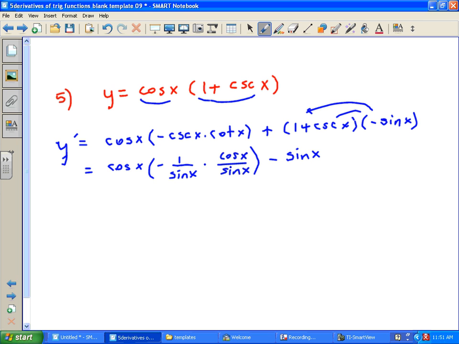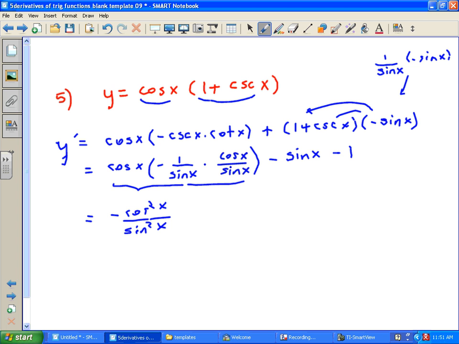And distributing the negative sine x, we get minus sine x. And then negative sine times cosecant. Remember that cosecant is the same as 1 over sine. So it's as if you're multiplying 1 over sine with negative sine. And what will the end result be? Negative sine x times 1 over sine x. That end result would be negative 1, right? Okay, if we simplify this, multiplying these together, on the top I have negative cosine times cosine, or negative cosine squared x, and on the bottom sine squared x, minus sine x minus 1.